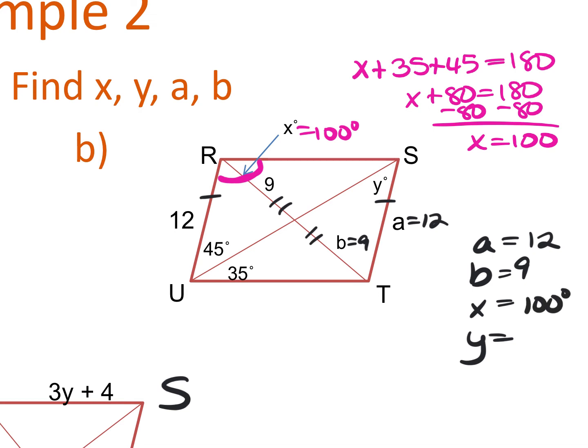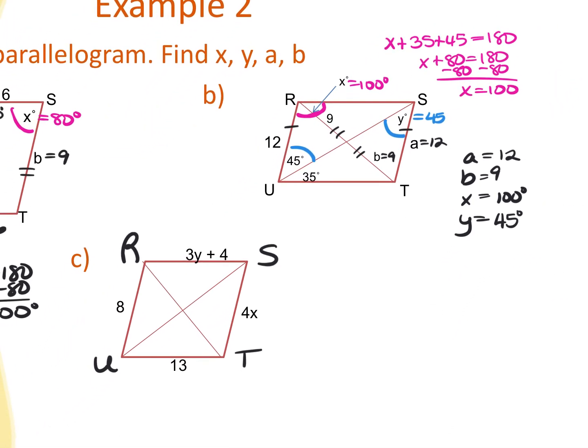So X equals 100 degrees. And now to find Y, Y is going to be alternate interior to the 45. So Y equals 45. Now for figure C, it doesn't have A and B. It only has X and Y.